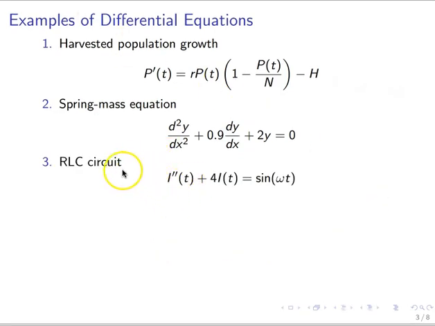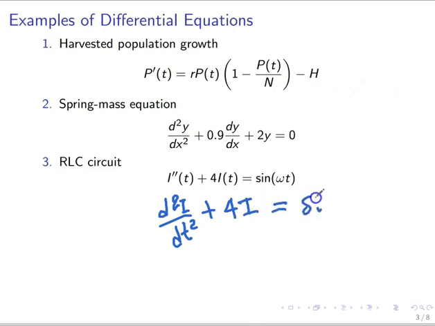Another example of a differential equation is in the context of electrical circuits. An expression as it appears here with the prime notation could also be written with quotient notation as the second derivative of I with respect to t plus 4 times I equals sine of omega t. Okay, so we could write this equation in prime notation for the derivative operator, or we could use the quotient notation and write it in that alternative way.